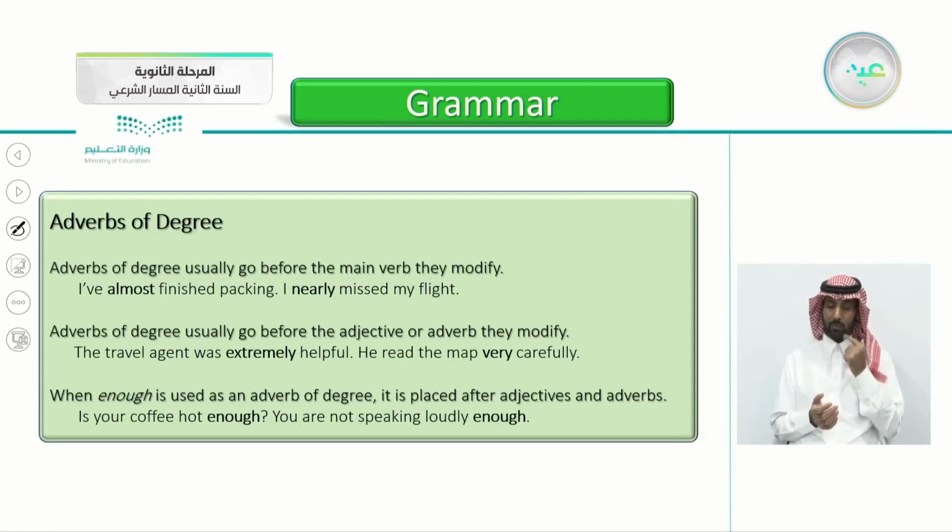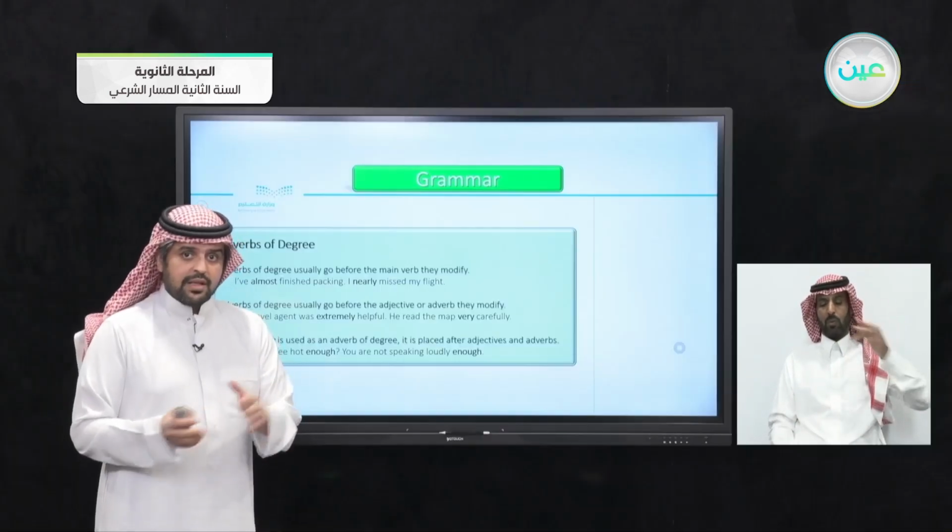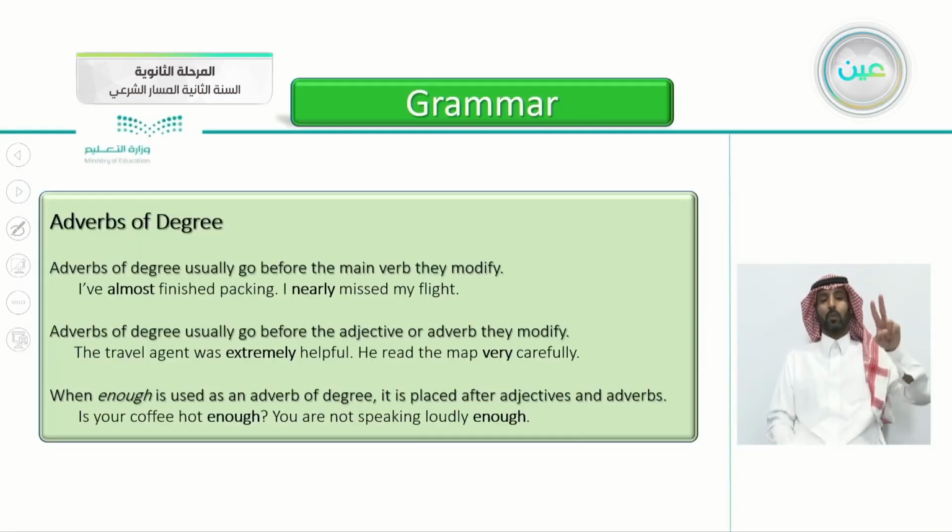So if you don't understand this lesson, also here adverbs of degree usually go before the main verb. They modify before the main verb. And like the example here, I've almost finished packing. So almost came before finished. Adverbs of degree usually go before the adjectives also, or the adverb. As we said, it's very big, it's very small. So the adverb very comes before the adjective.